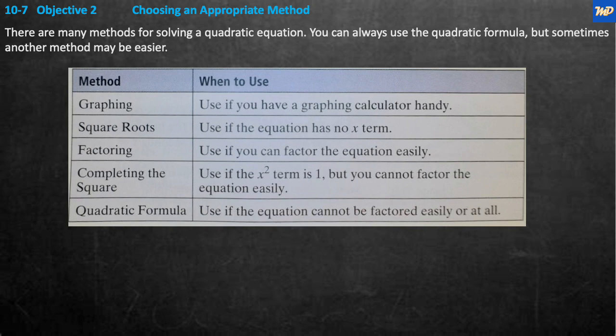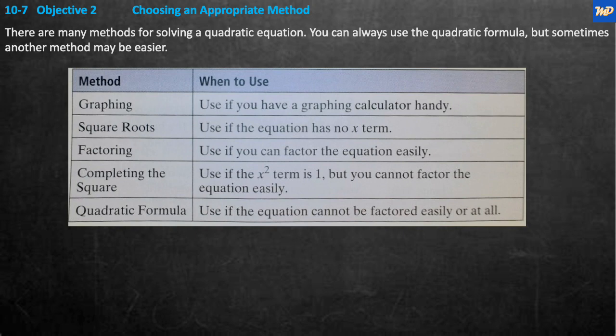Factoring, use if you can factor it easily. If you can look at it and you can say, oh, I can see this, 12 is a 3 and a 4, 3 and a 4 give me a 7. And it's easy. It kind of comes up easy in your head. Your math says, oh yeah, let's go that route. It's faster. Completing the square, use if your x term is a 1.